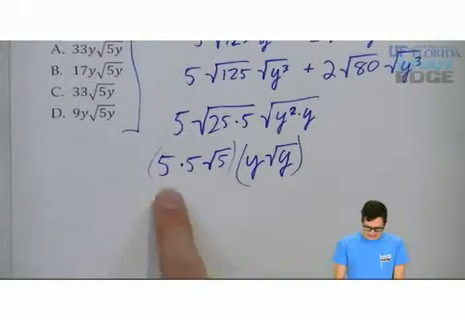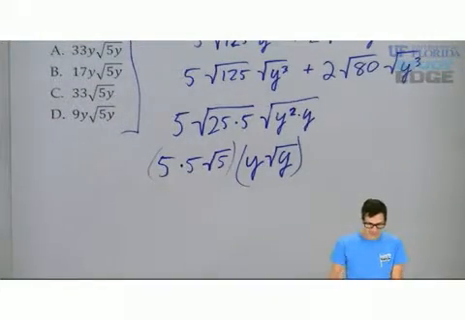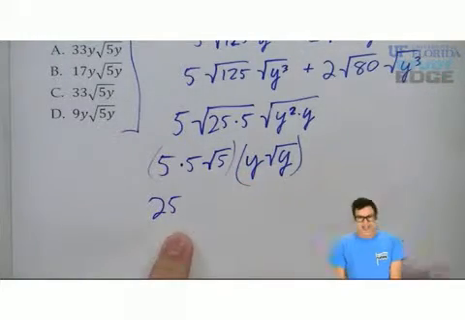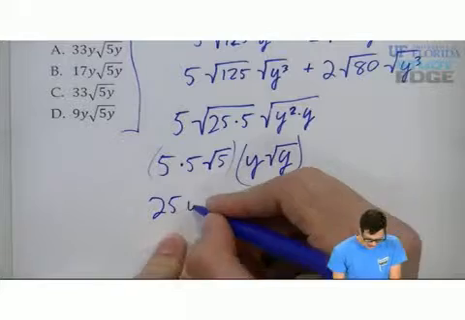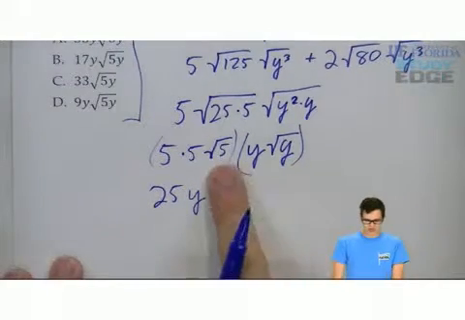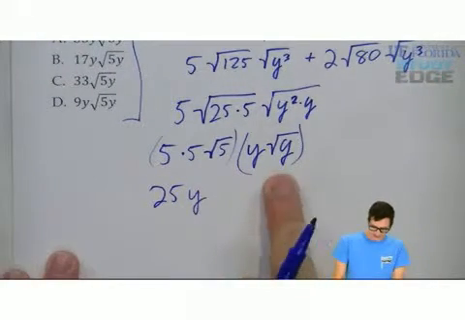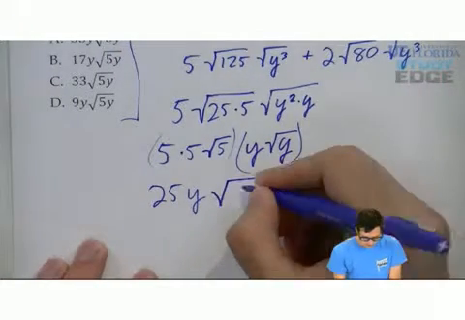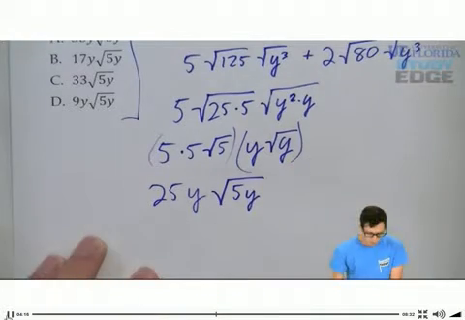So let's go ahead and clean this guy up. On the outside of the square root, we have 5 times 5, which is 25. And then we also have a y on the outside of the square root. Let's go ahead and move that guy over. And then left over underneath the square root, we have square root of 5, we have square root of y. So we can actually go ahead and smush those together into one square root, make it square root of 5y.